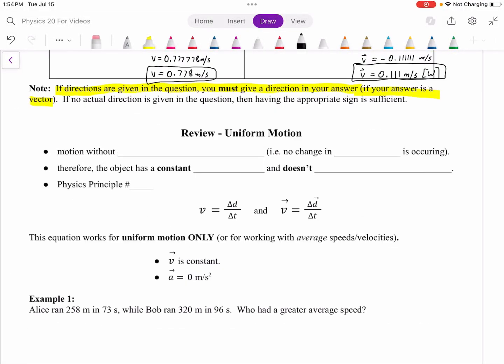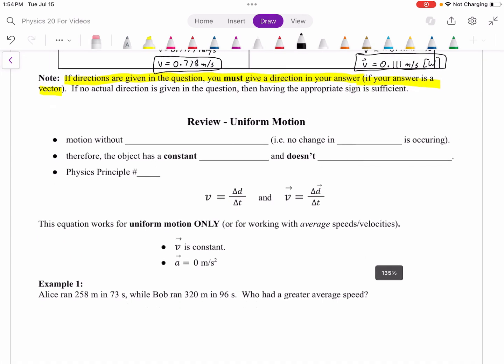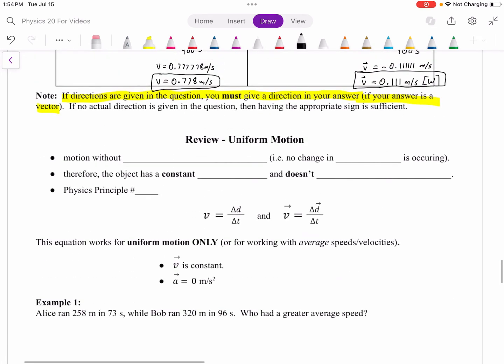Alrighty. And the last little reminder we'll do here from Science 10, before we just do some examples to finish up, okay, is a review of the concept of uniform motion. Uniform meaning unchanging or constant, okay? So this is motion without acceleration. And don't worry, we'll talk a lot about acceleration in the coming lessons, okay?